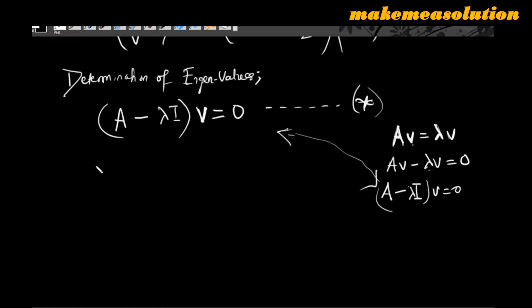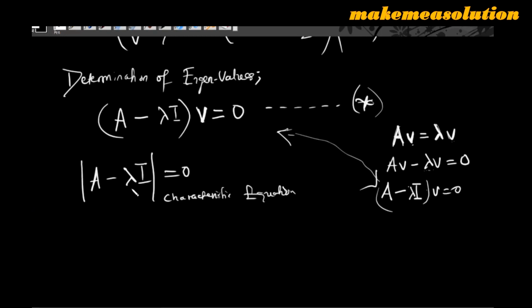Now the next thing to do is to find your characteristic equation. So our characteristic equation is going to be this determinant, A minus lambda I, equal to 0. So this is our characteristic equation. The characteristic equation helps us to determine what we call our eigenvalues.